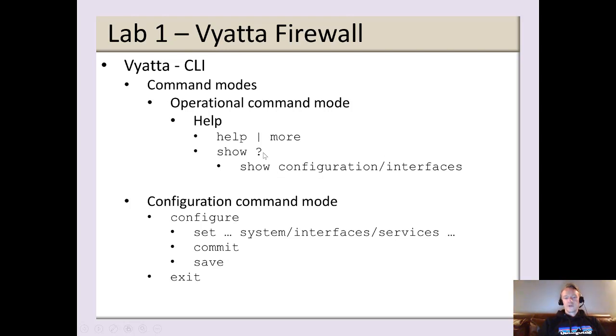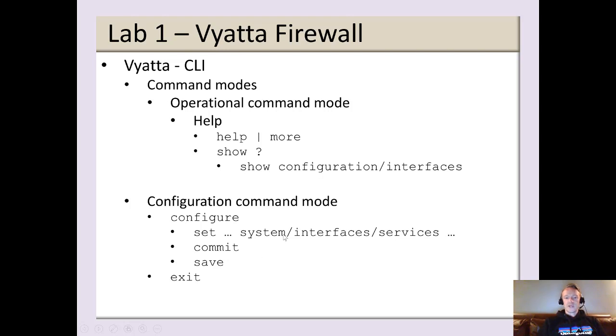If you do show question mark or show tab, you'll get a whole list of the options, all the different things you can look at, which are quite useful. And if we want to change things or configure things, like routing and firewalling, we have to go into configuration mode. So this operational command mode is denoted by a prompt of $, and once we type configure return, we get a hash. So that shows we're in configuration mode, and we can use things like the set command, which aren't available in operational command mode.